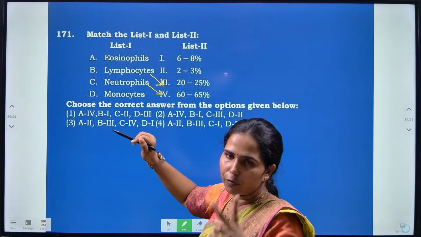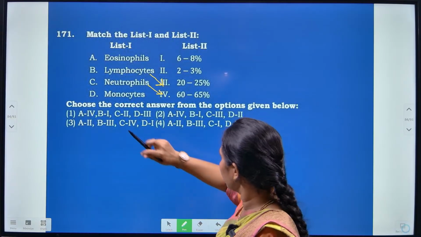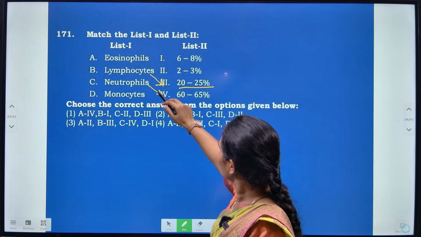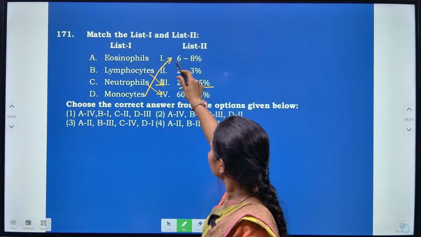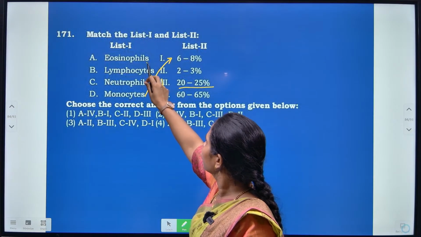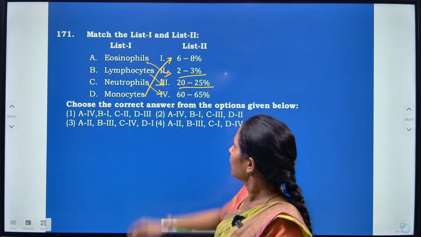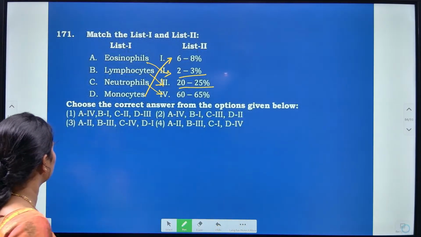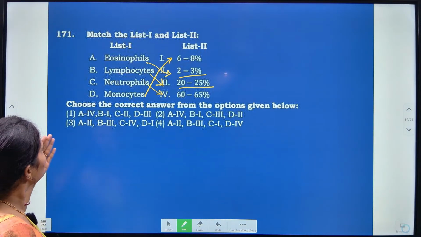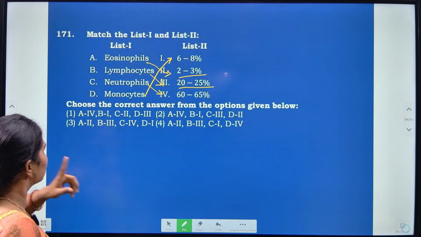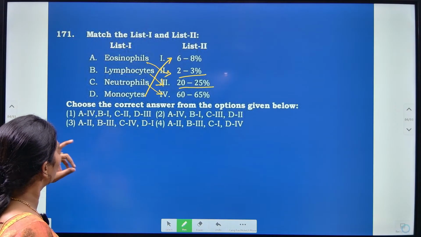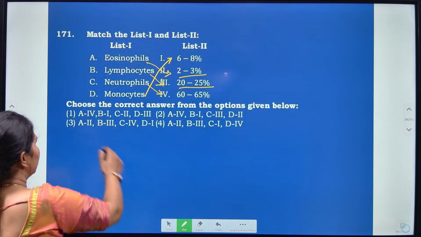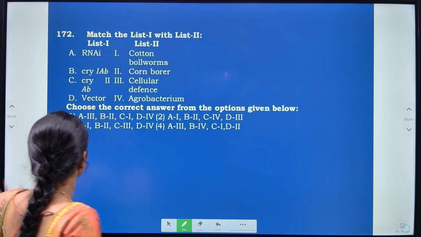You know, there are two types of lymphocytes, B lymphocytes and T lymphocytes. They are hardly 20 to 25 percent here. Then comes the monocytes. Monocytes are hardly 6 to 8% here, and eosinophils are least in number, hardly 2 to 3 percent here. So I have matched, you just go with the question here. A with 2, B with 3, C with 4, and D with 1 here. So I think option 3 is going to be the right one. Yes.